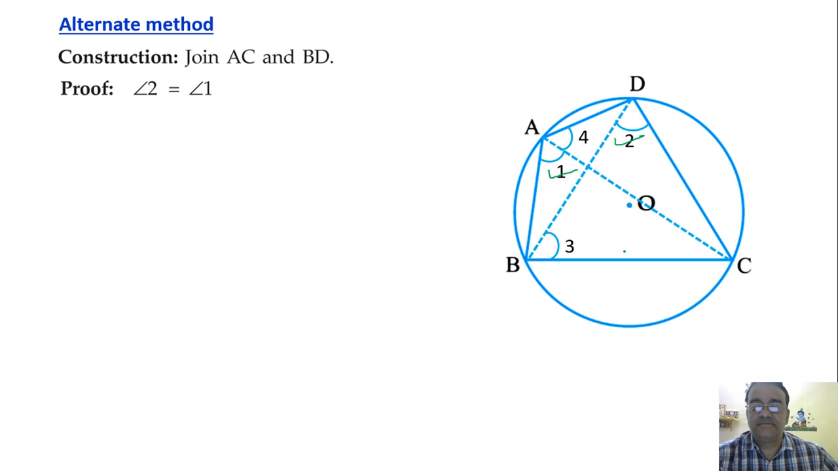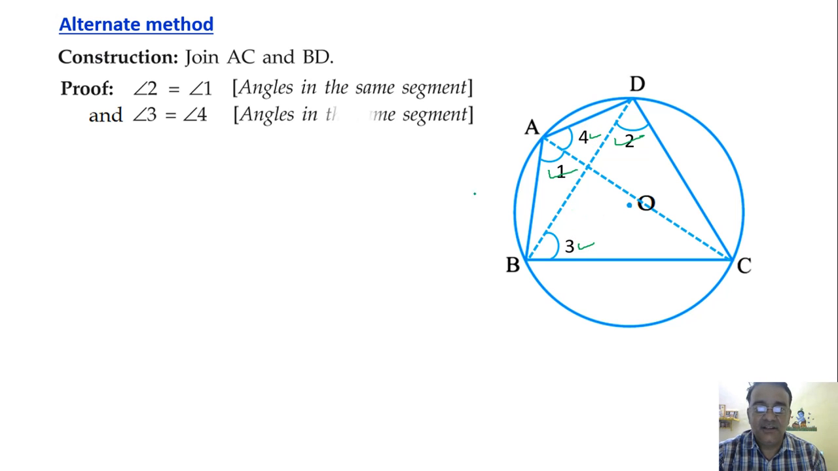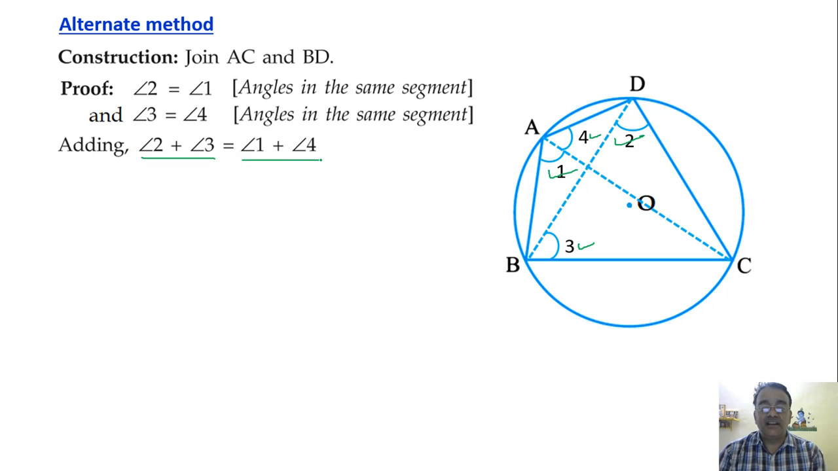Why? Angles in the same segment. Angle 3 is equal to angle 4, again angles in the same segment. Now adding these two, we get angle 2 plus 3 is equal to angle 1 plus 4. Now what is the sum of these three angles: angle 2, angle 3 and this angle?